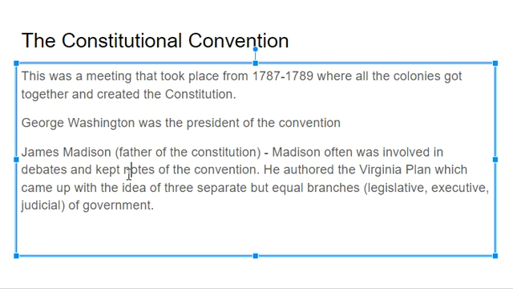James Madison is known as the father of the Constitution, and he was often involved in debates, and he kept notes of the convention. So a lot of historians, when they go back and try to find out what happened, they look at his notes because he took a lot of notes. And if you remember from last class, he authored the Virginia Plan, which came up with the idea of 3 separate but equal branches of government. So he was the one that came up with having legislative, executive, and judicial.